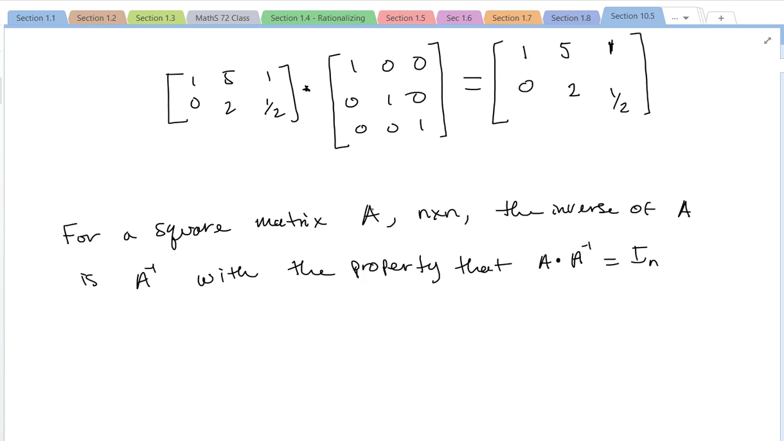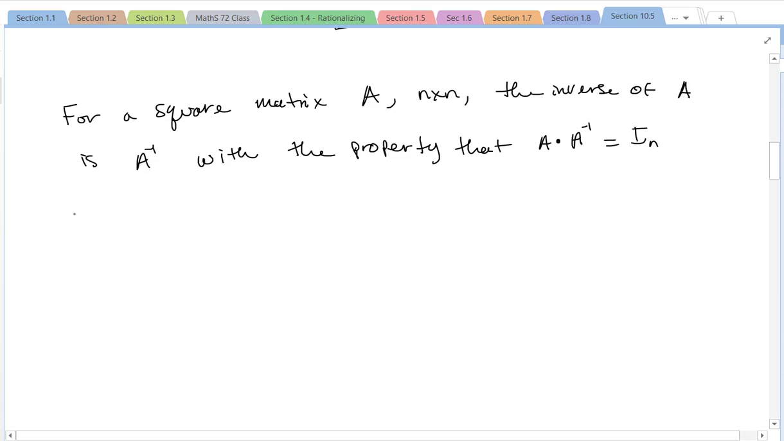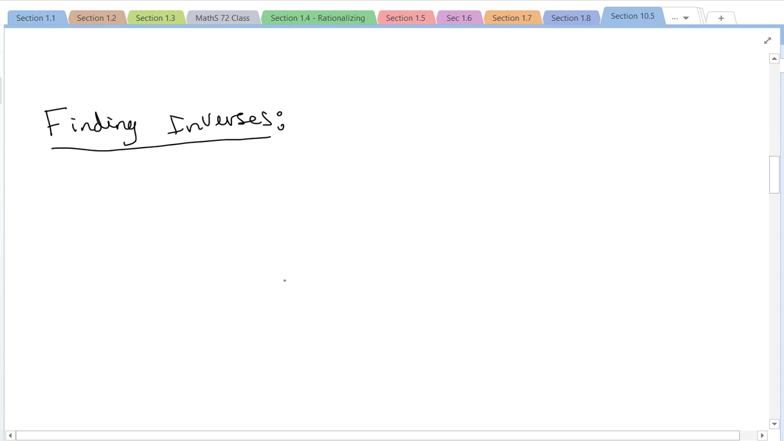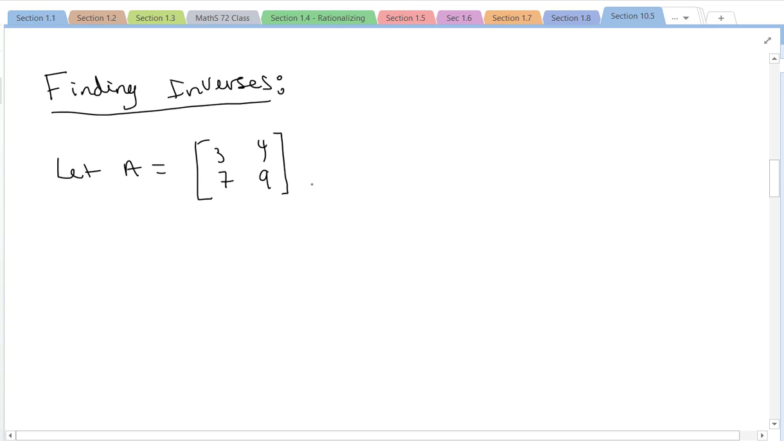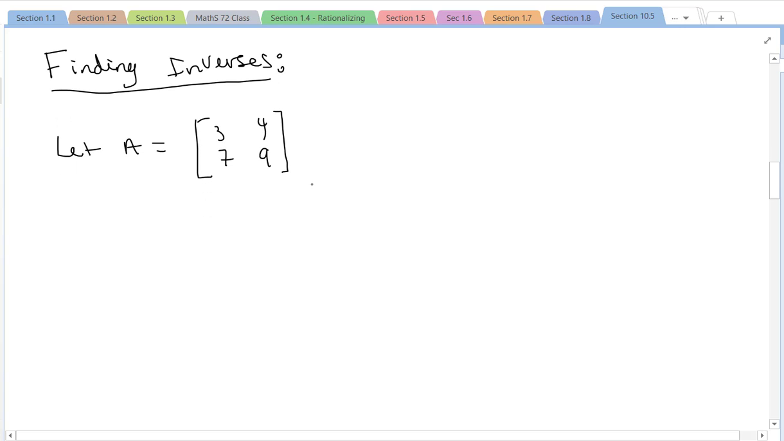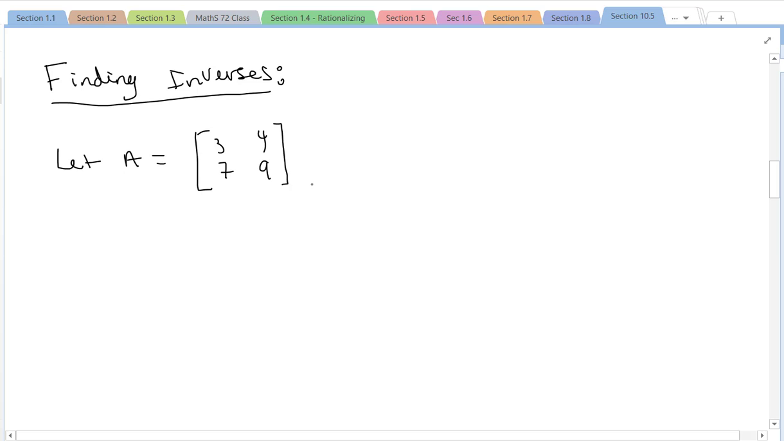So how do we find the inverse of a matrix? Let's do an example of finding the inverse. I'll start with an example of a 2 by 2 matrix, and then we'll move on to a 3 by 3. So let's let the matrix A be 3, 7, and 4, 9. I'm going to do it the long way first. There is a shortcut, but I'm going to do it the long way so that later we can appreciate the shortcut.